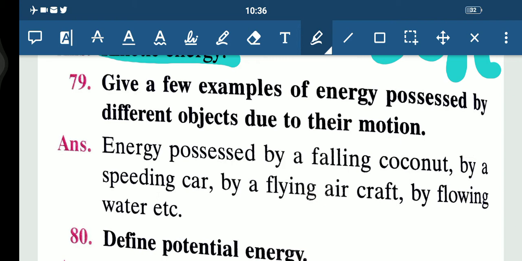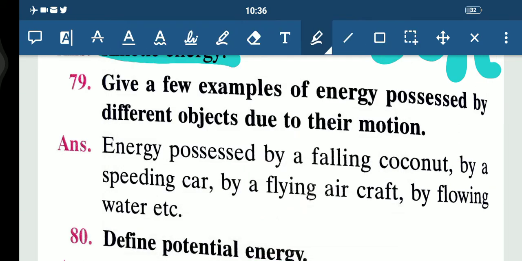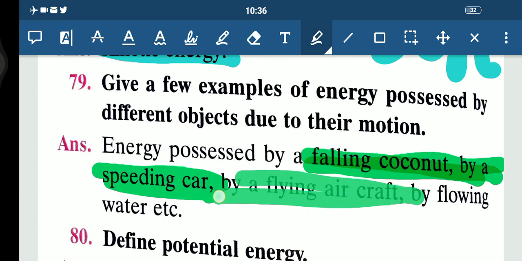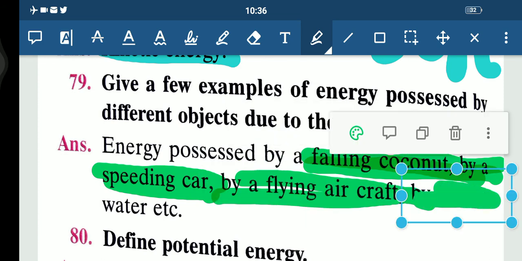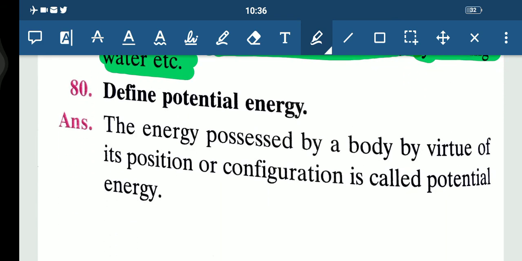Next they are asking give a few examples of energy possessed by different objects due to their motion. So we know this thing. Energy possessed by a falling coconut, a speeding car, a flying aircraft, or flowing water. Fine, children.